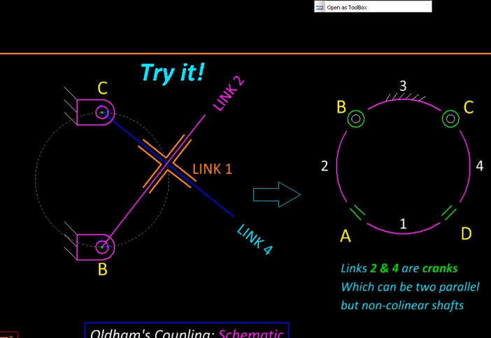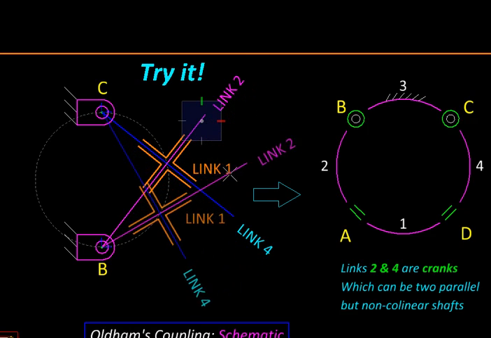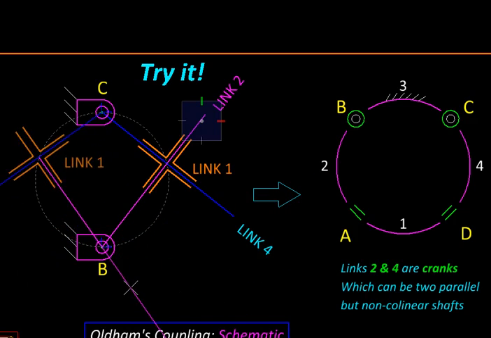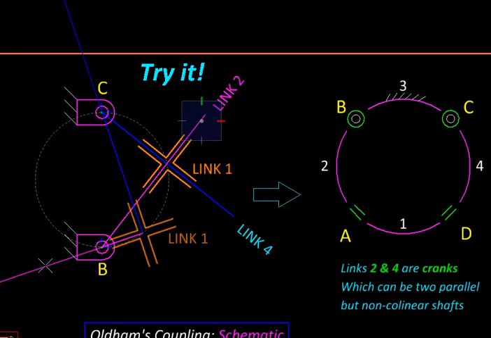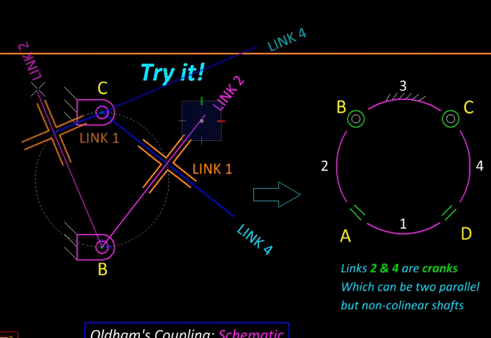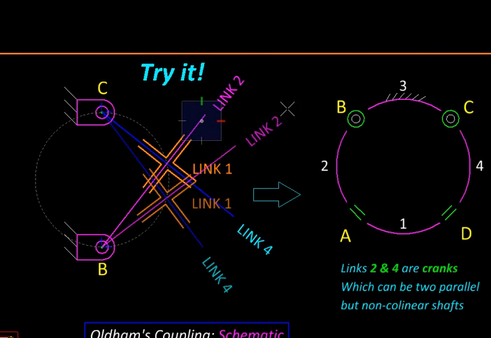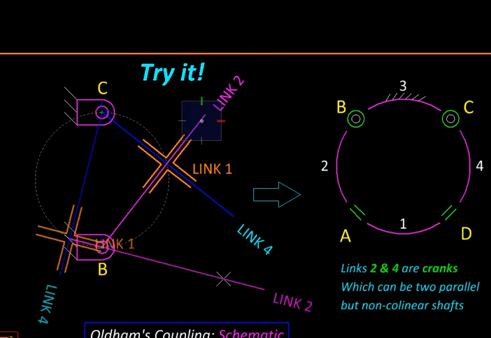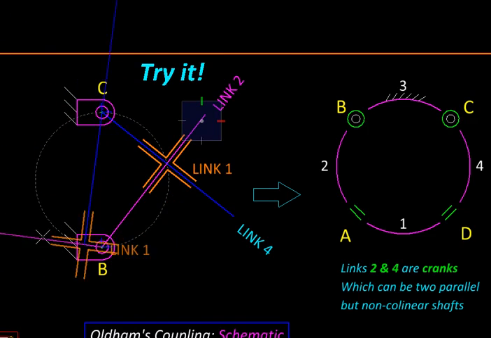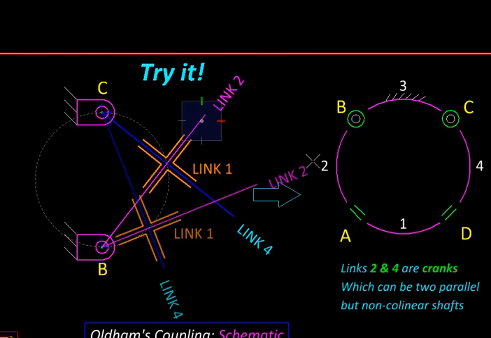Let's watch its motion. So I will drag on link 2, our input, and you can see link 1 undergoes the same rotation, and that rotation gets transferred to link 4 as it is. So in effect, link 2 and 4 both are rotating through the same angle.